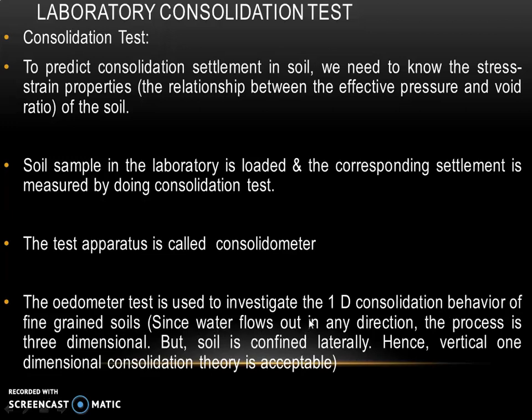You know that water may flow out in any of the directions, and hence the process is actually three-dimensional. But as we already have seen that soil is confined laterally, and hence only vertical one-dimensional consolidation theory is acceptable. That is, we assume that water may flow in vertical direction.